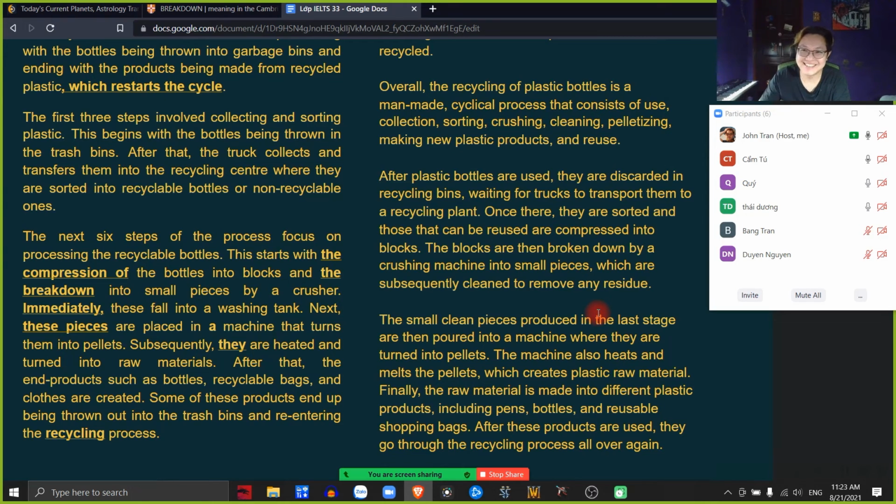But anyway, just joking. Now, after plastic bottles are used, they are discarded into recycling bins, waiting for trucks to transport them to the recycling plants.